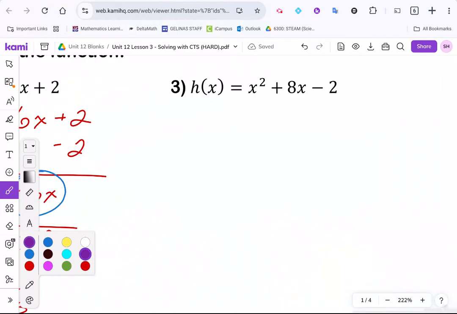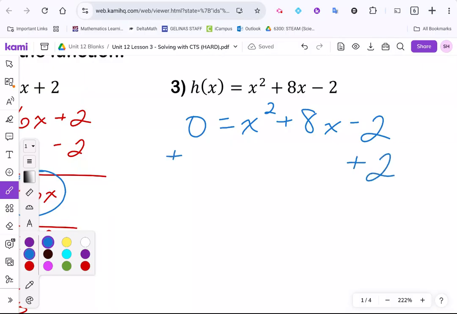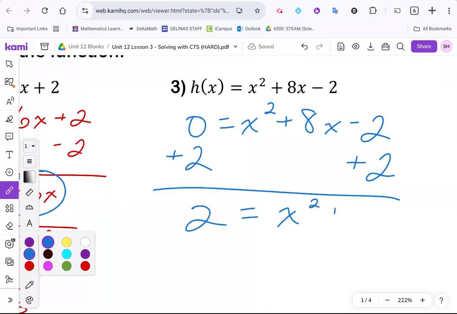All right, question number 3. We'll see which of the two situations it is. When I set this equal to 0 to find the zeros of the function, is this going to give me an irrational answer like question 1 did, or is this going to give me a situation where I have no answer because we can't take the square root of a negative? Well, already we can see I have 2 equals x squared plus 8x, so I'm not going to have the negative issue this time around.